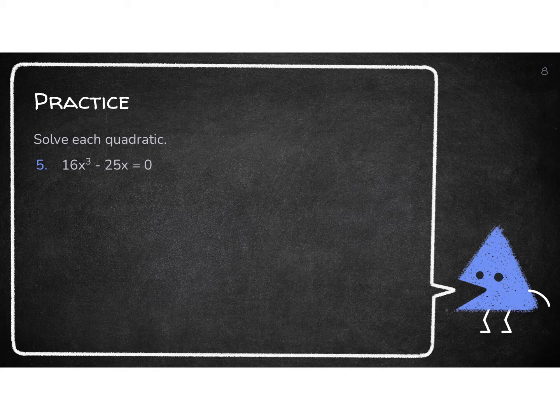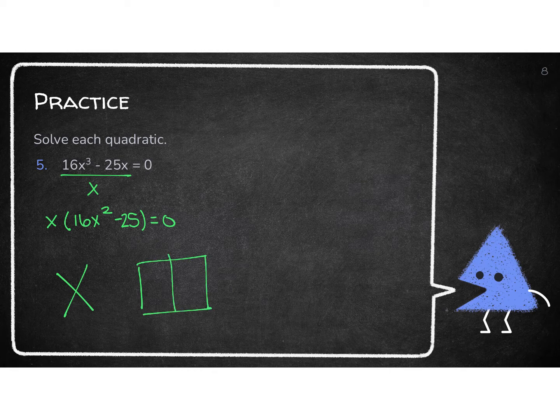Number 5, 16x to the third minus 25x. Is it equal to 0? Yes, it is. Do they have something in common I can take out right away? Yes, they both have an x. So I'd have x times 16x squared minus 25 equal to 0. So I'm going to look in my parentheses. There's something squared there, so I need to do the x in the box.